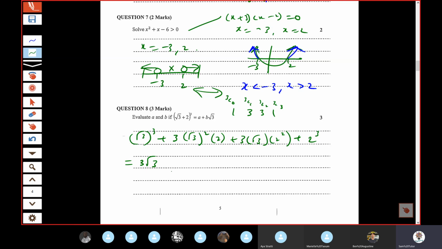3 root 3 plus 3 times 3 is 9, 9 times 2 is 18, plus 4, 12 root 3, plus 8, and then you should end up with 15 root 3 plus 26, so therefore b equals 15 and a equals 26. Nothing's stopping you doing it the other way. I just thought, since we've been doing binomial, you might as well see it that way. All good? All right.